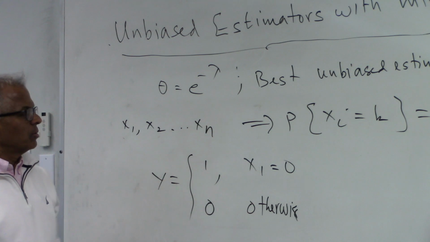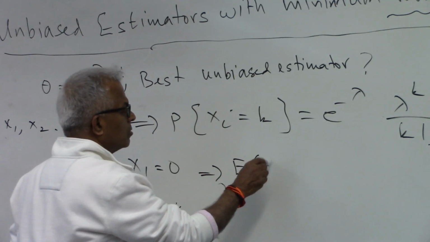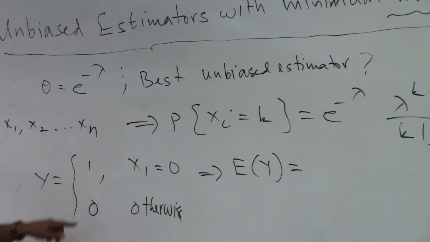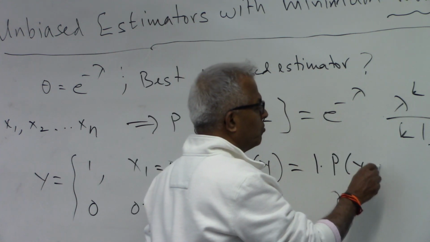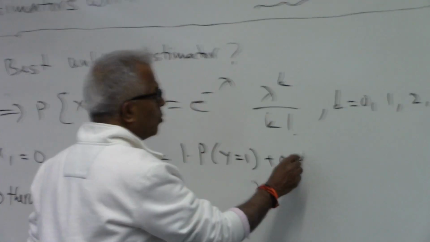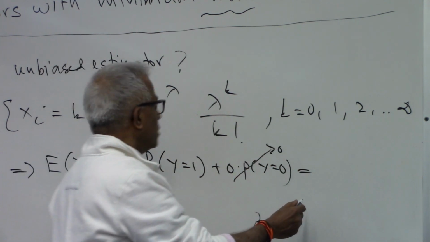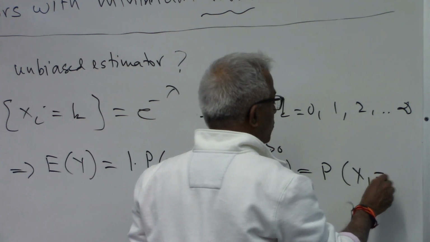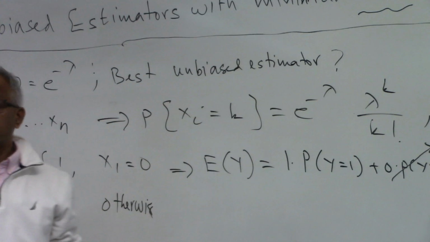So suppose I do this. Why did I do all this? Look at the expected value of Y now. Y only has two discrete values, 1 or 0. So by definition, it is 1 multiplied by the probability of Y equal to 1 plus 0 multiplied by the probability of Y equal to 0. So that's simply the probability of Y equal to 1, which is the same as the probability of X1 equal to 0. What is the probability of X1 equal to 0? Anybody?